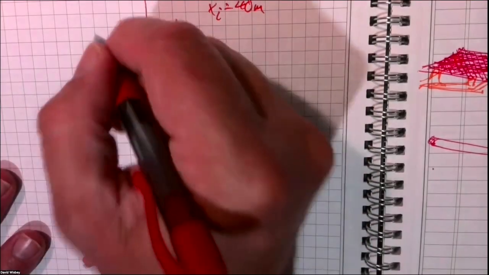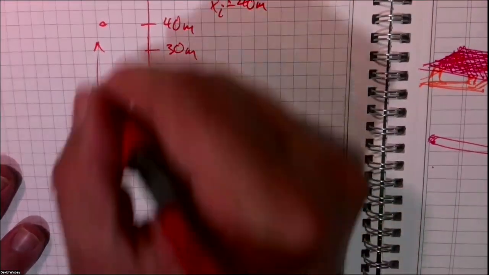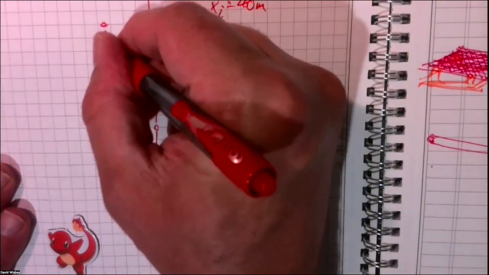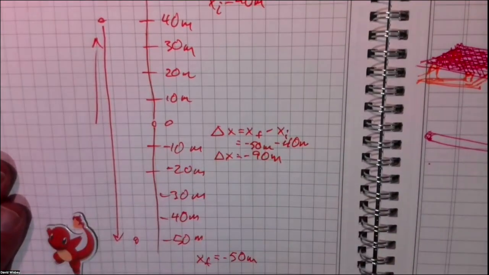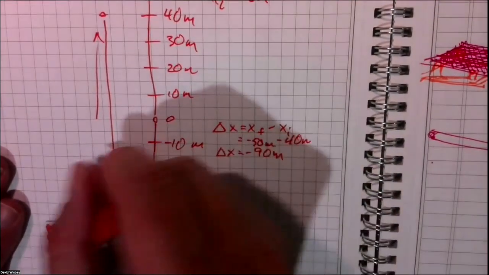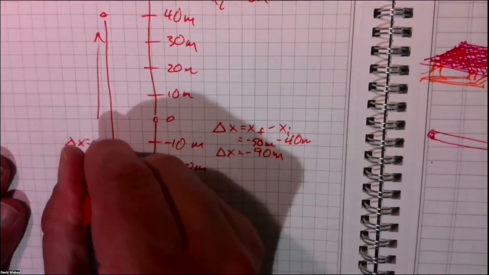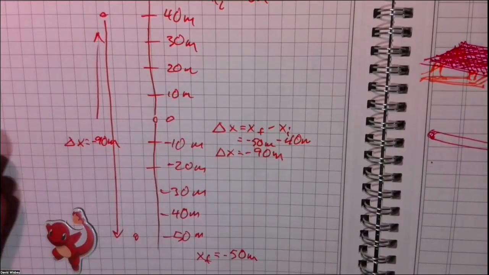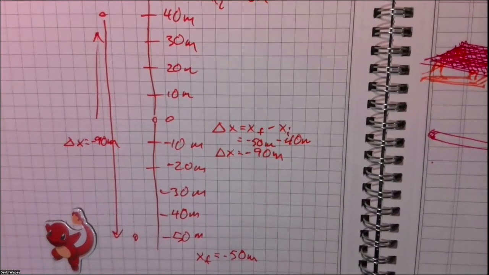Charizard started up there, and then he had a displacement vector that looked like that. His displacement vector, delta x, is minus 90 meters. So it's pointing down.